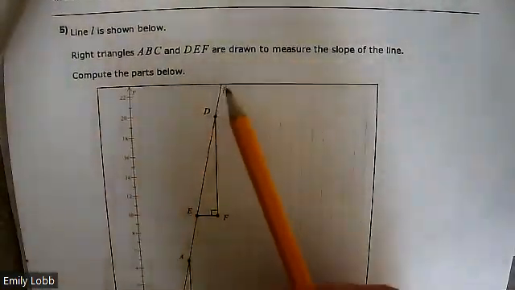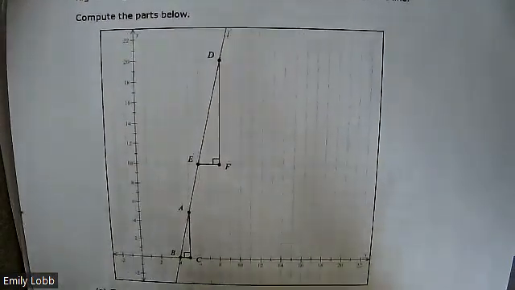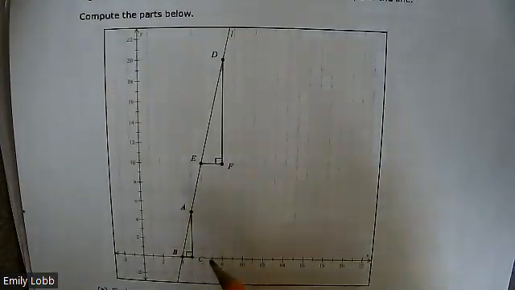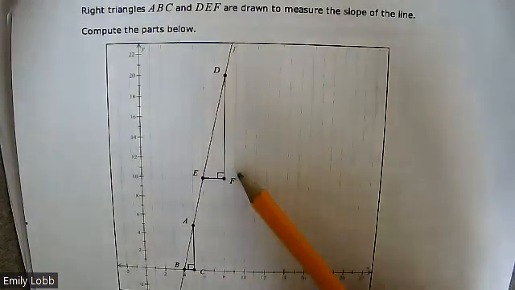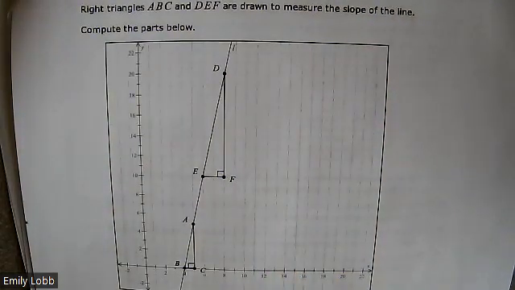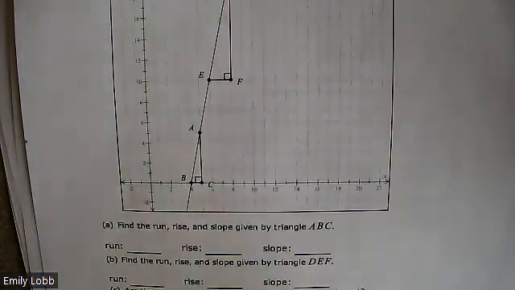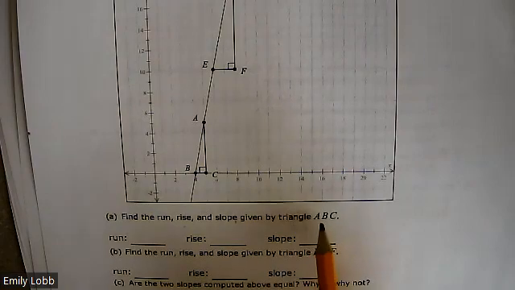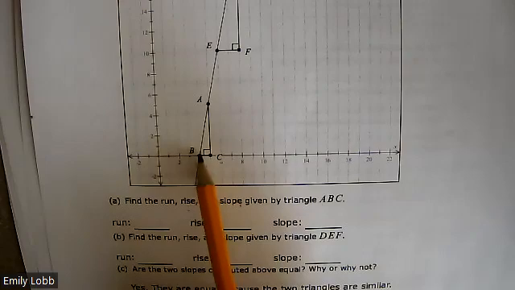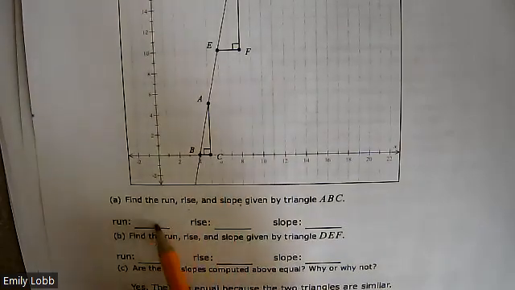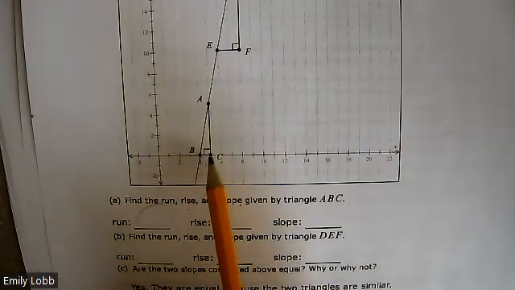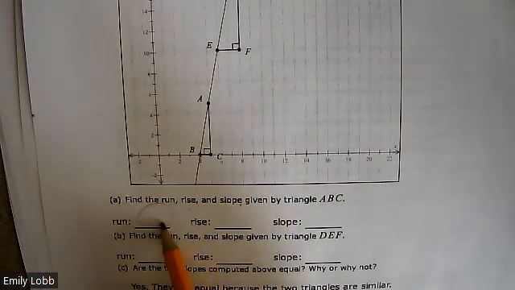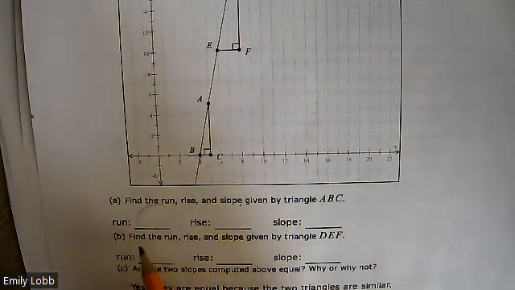Line L is shown. Right triangles ABC and DEF are drawn to measure the slope of the line. Compute the parts before. So find the run, rise, and slope given by triangle ABC. All right. So what is the run here from B to C? Write that here. From B to C, that goes here. B to C, what's the run?